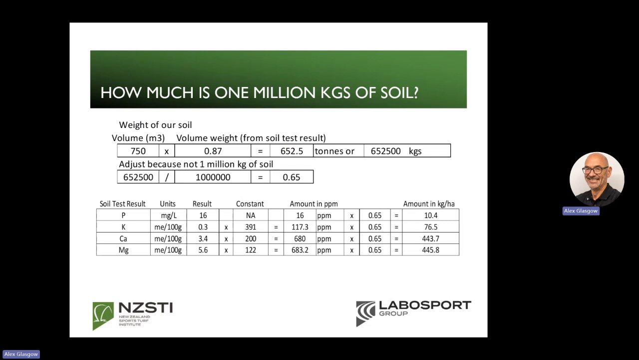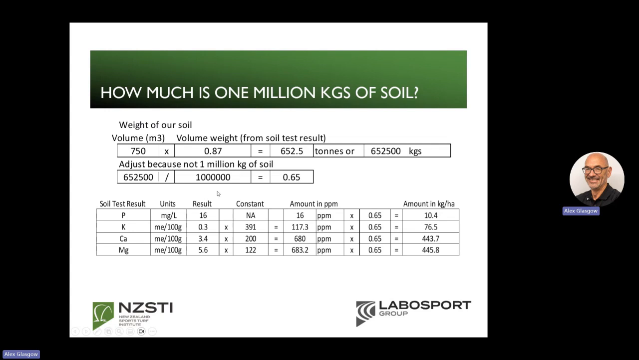So just to finish this off, with some calculations, showing you how you can work it out for a soil test result. Let's take an actual soil here. In this case, the volume weight is 0.87. And our volume is the same, 750 times 0.87. That equals 652.5 tonnes. Multiply that by 1,000, 652,500 kilograms. Okay, so that's how much our 1 hectare worth of soil at 0 to 75 millimeters deep on this soil with this volume weight. That's how much it weighs.